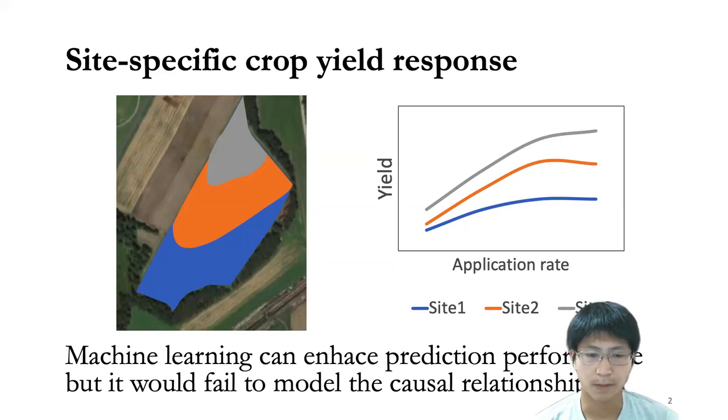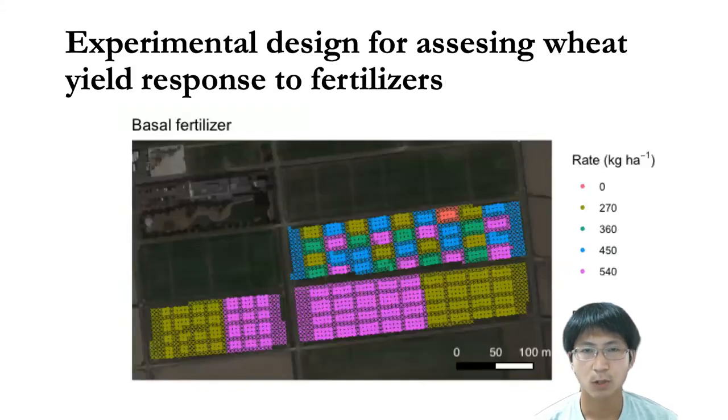But it sometimes fails to model the causal relationships. If we couldn't make this kind of assessment of the relationships between the application rates and the yield, maybe the established prescription map isn't reliable. So in our studies, we set up on-farm experimentations for assessing the wheat yield responses to fertilizers in Gifu, Japan.